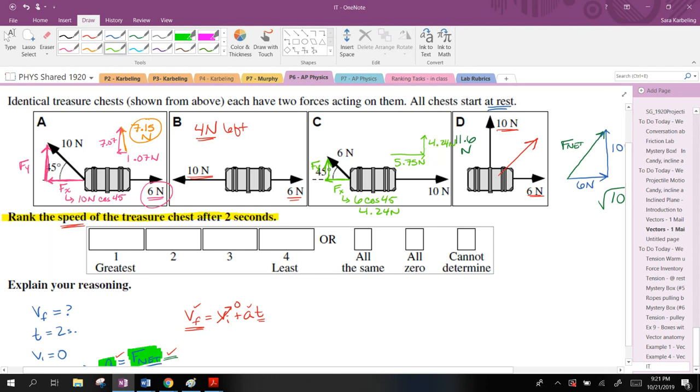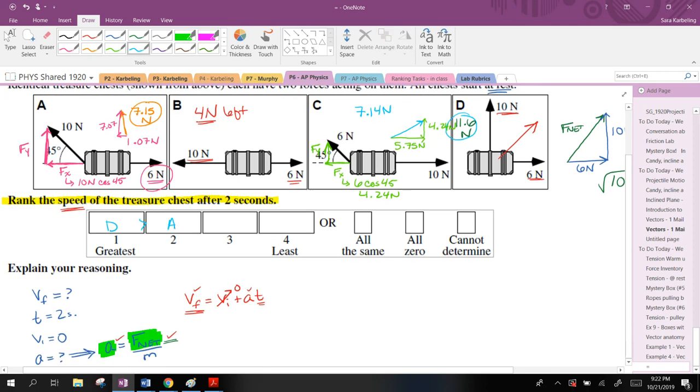And we'll do some Pythagorean theorem again to find a resultant going in this direction. So I've got 5.75 squared plus 4.24 squared. I'm going to square root that answer as well. And I get 7.14 newtons. So it looks like, assuming that I've done all my math right, and it's kind of late on a Monday night, so, here's hoping. We've got a force of 11. I'm going to call D the biggest. And then it looks like maybe A is next, then C, and then B.